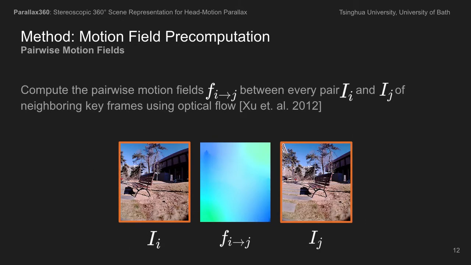Now we only lack the pairwise motion fields for efficient and smooth viewpoint transitions in novel view synthesis between keyframes. We compute the pairwise motion fields between every pair of neighboring keyframes using optical flow. These pairwise motion fields are also stored in our scene representation and make it complete.